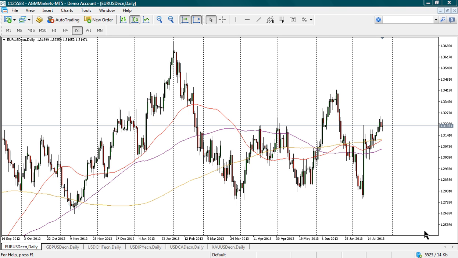For anyone who follows, there's 3 moving averages on each of these charts. The red one is a 50 simple moving average, the purple is 100 simple moving average, and the gold is 200.